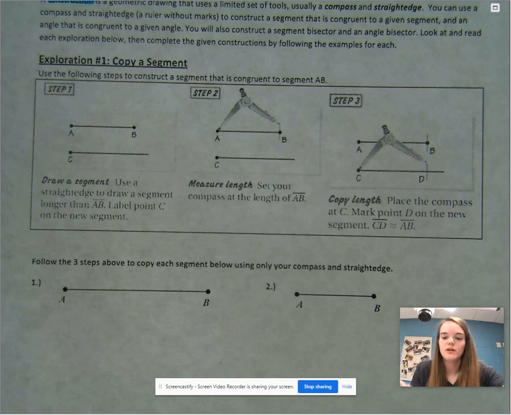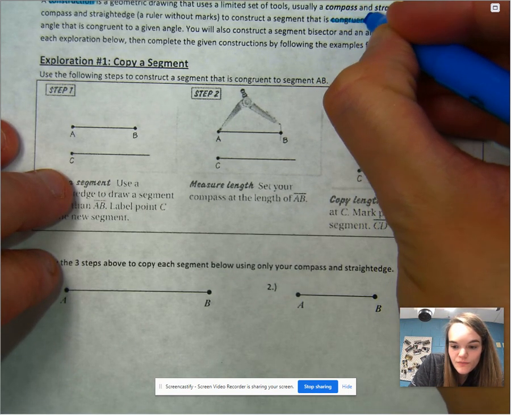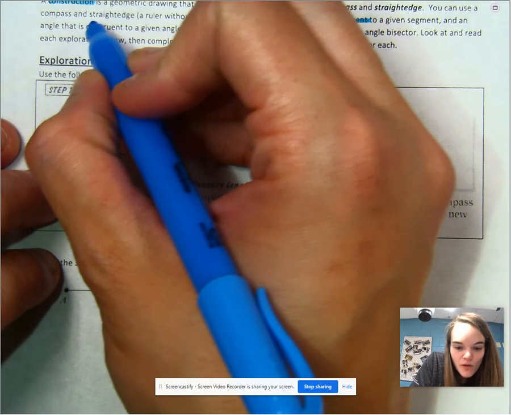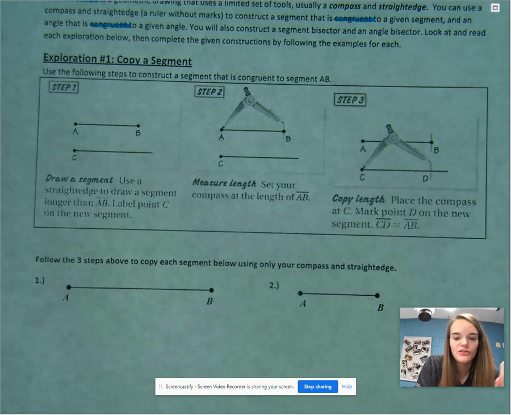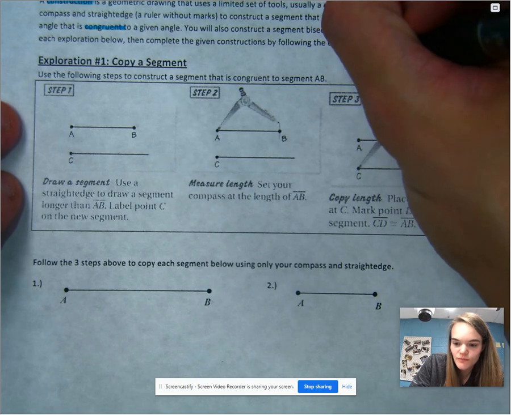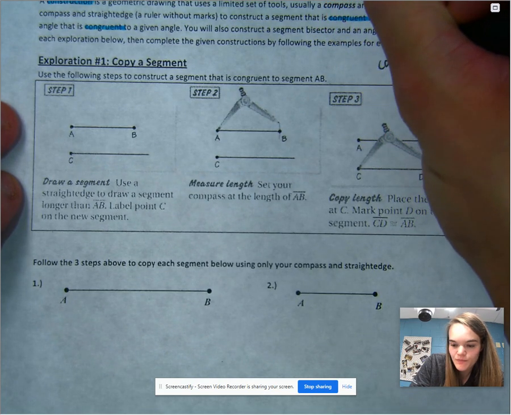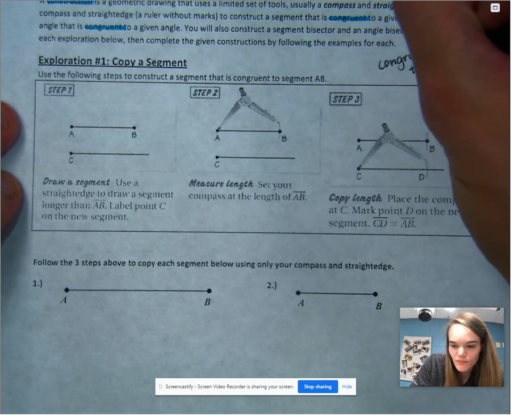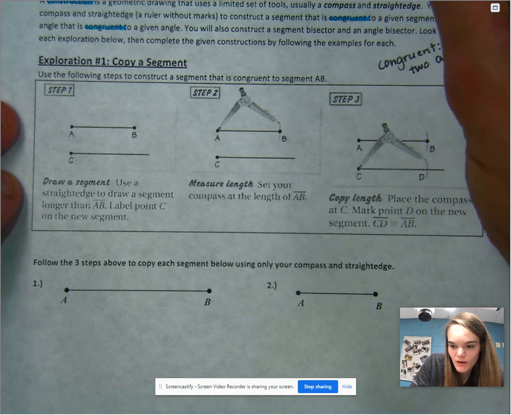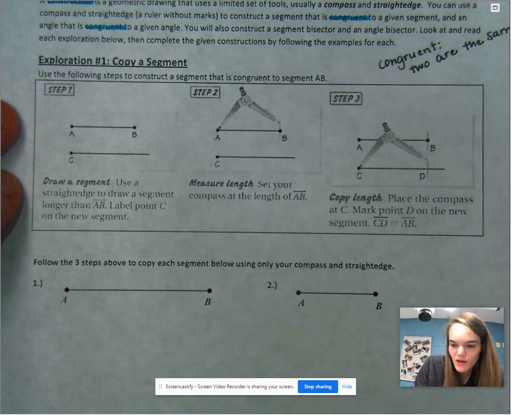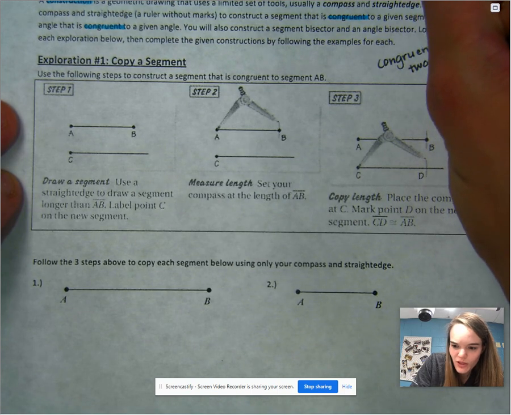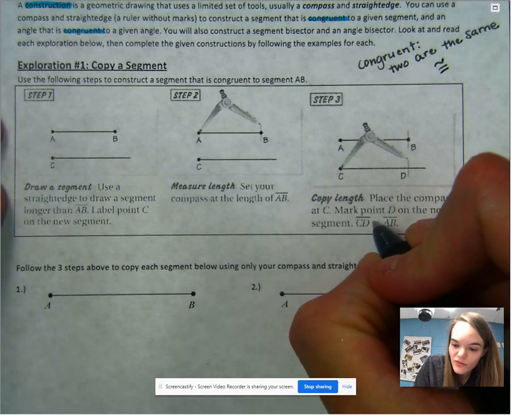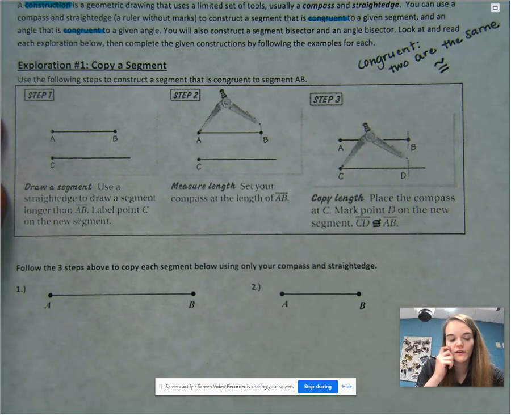Something we need to talk about is the word congruent. Congruent means that they are the same length or they are the same measure. Kind of equal, but not quite. The symbol for congruent is an equals sign with a little Spanish tilde over the top of it. We're going to be using that a lot. That symbol is right here, which is kind of off.